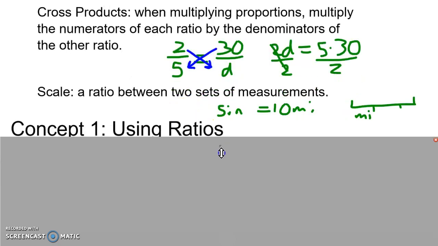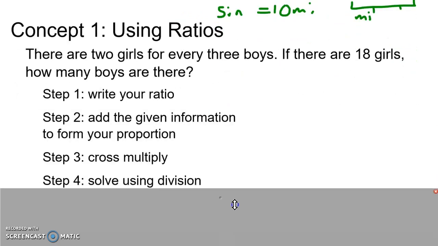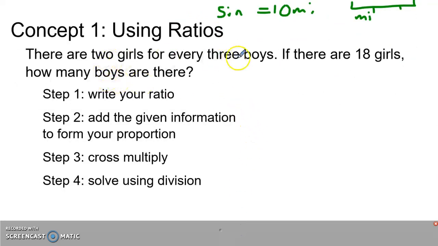All right. Our first concept is using ratios. If I'm using ratios, I am probably setting something up into a proportion. So I am going to try and solve for another value. Here, my ratio is in this first sentence. There are 2 girls for every 3 boys. So if I have 2 girls for every 3 boys, if there are 18 girls, so this is a proportion, I'm going to keep it equal. If there's 18 girls, how many boys are there?